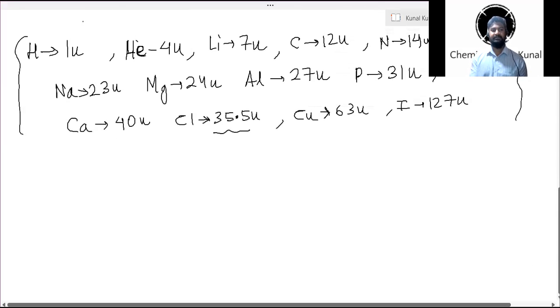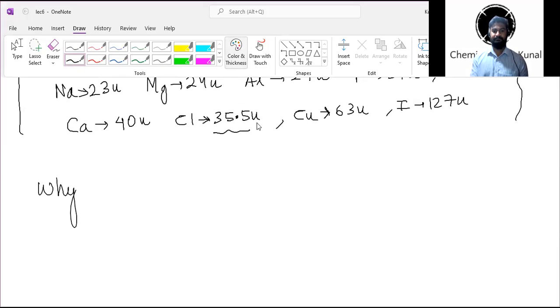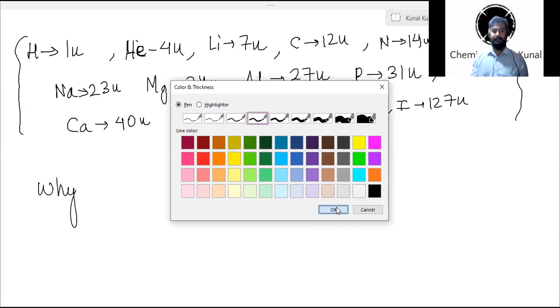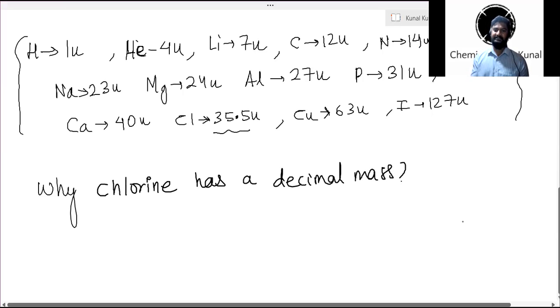The next part is why chlorine has a fractional mass. It's a big question that we are raising. Why does chlorine have a fractional, or rather decimal, mass? This can be a question that you may be asked. So let's try to answer this question.